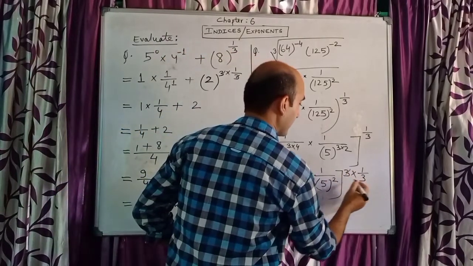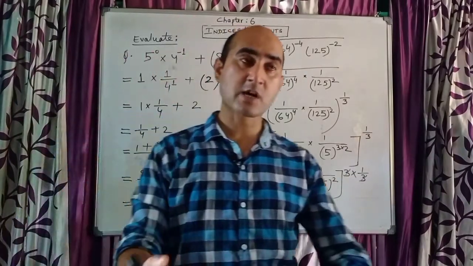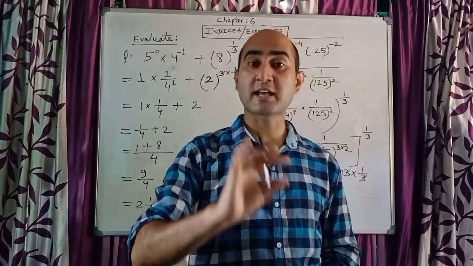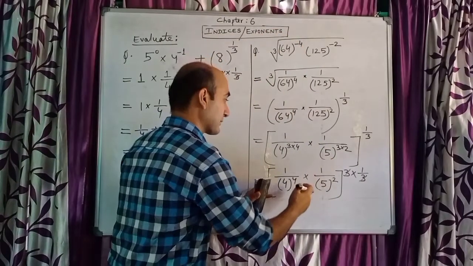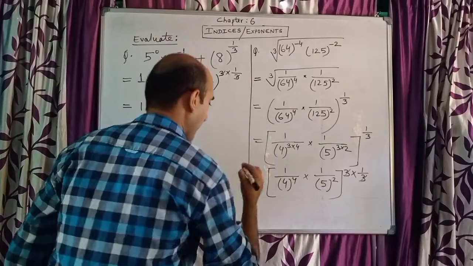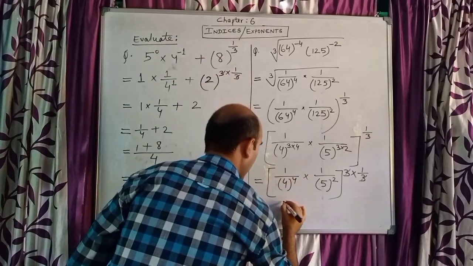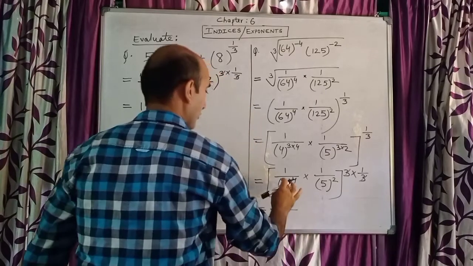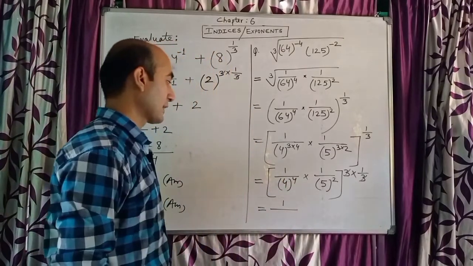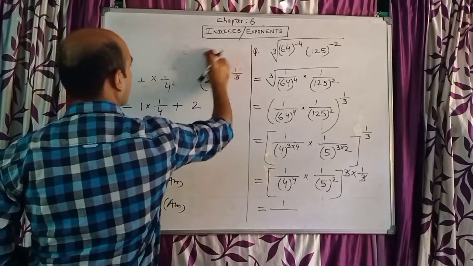Now this 3 will cancel, only power 1 will remain outside. And just now I said power 1 means actually the number is the same. That means with this power the interior number is the same. Now there is no need to use this bracket; you can write 1 by 4 to the power 4. Now I am just erasing this side and doing some rough work.